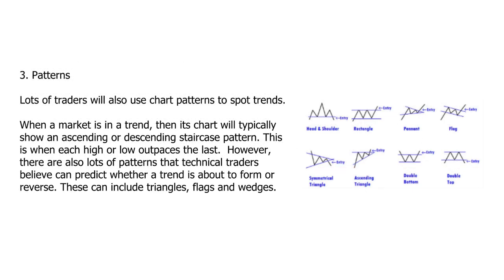3. Patterns. Lots of traders will also use chart patterns to spot trades. When a market is in a trend, then its chart will typically show an ascending or descending staircase pattern. This is when each high or low outpaces the last. However, there are also lots of patterns that technical traders believe can predict whether a trend is about to form or reverse. This can include triangles, flags, and wedges.